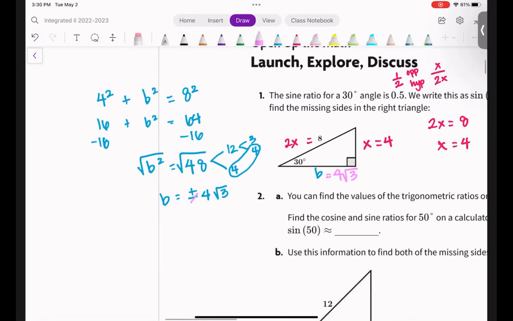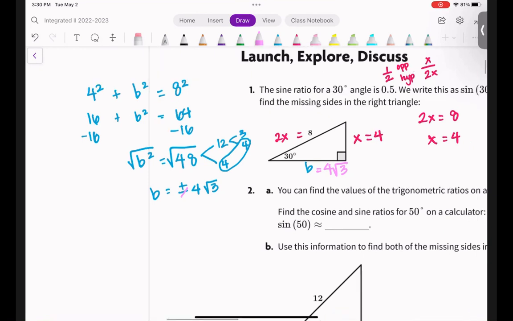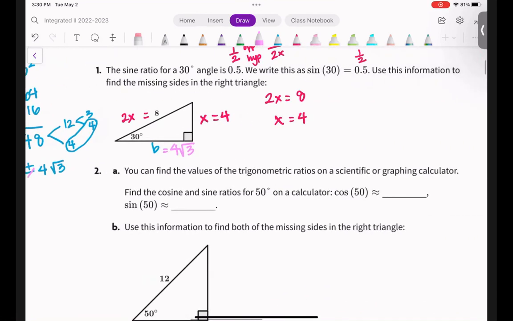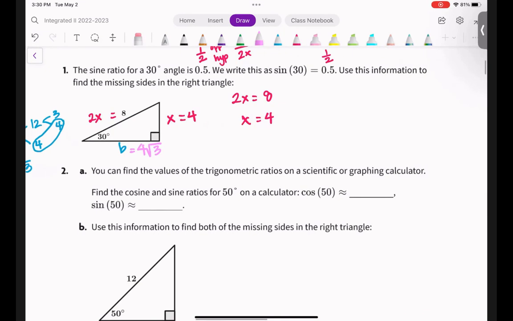So this triangle here, he's famous. His ratio of the sides will always be the same. Okay. It says you can find the values of the trigonometric ratios on a scientific calculator. Find the cosine and sine for 50 degrees on a calculator.